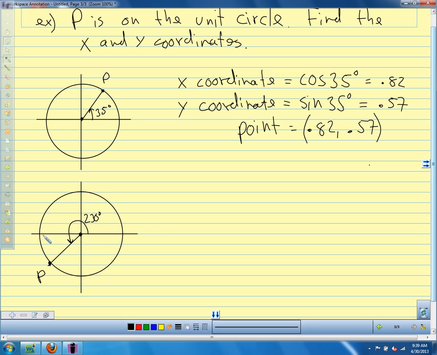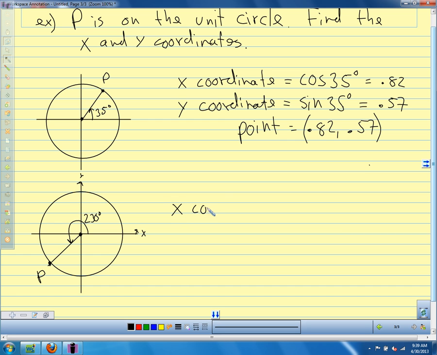Positive is to the right, negative is to the left. How about the y coordinate? Is it going to be positive or negative? Y is this way. X is this way. So positive up here, negative down here. So y is going to have to be negative. So I know that both of my coordinates are going to have to be negative in this quadrant, in this part of the xy plane. If they don't come out negative, we've done something wrong.